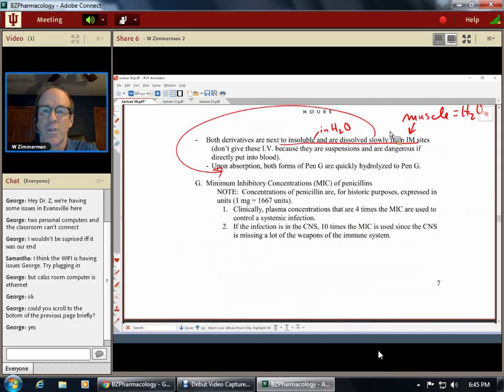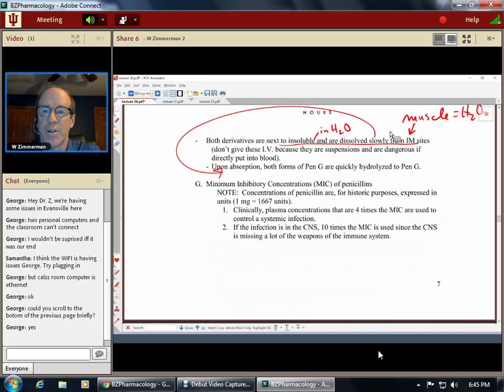Let's see, some notes on inhibitory concentrations of penicillin. We know a milligram is 1,667 units, but nobody talks about that. When we talk about PMG, we talk about units. But keep in mind, typically we want a plasma concentration 4 times the MIC.